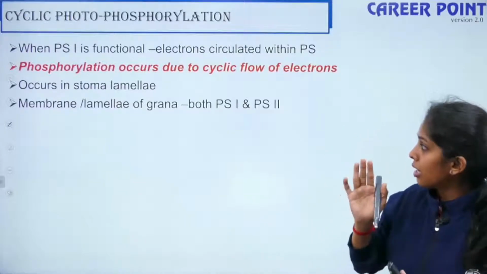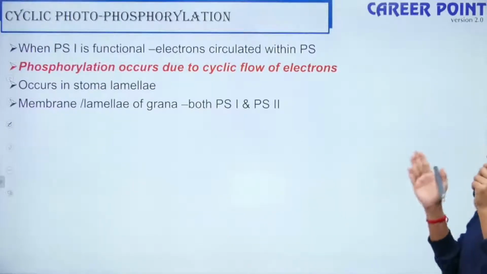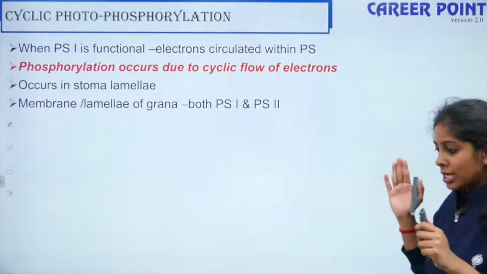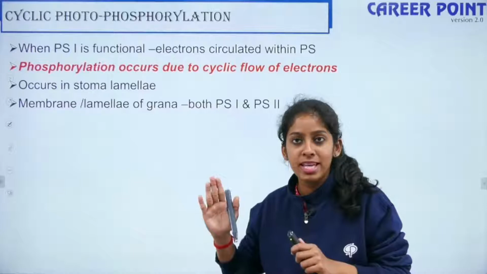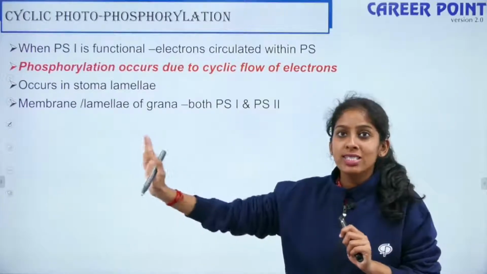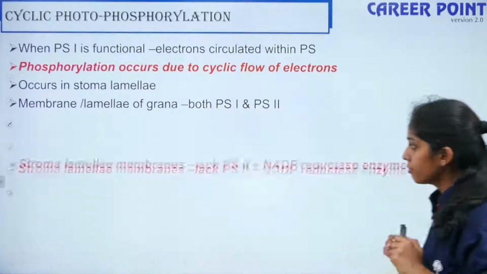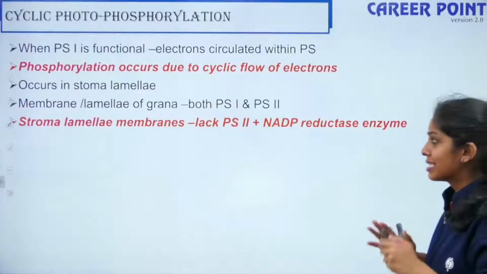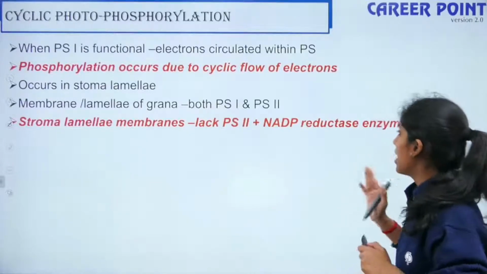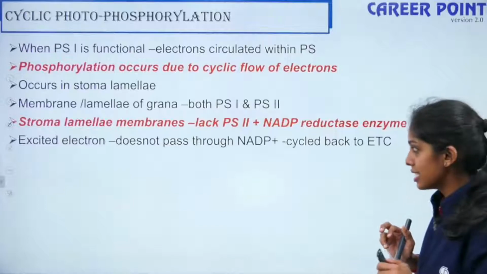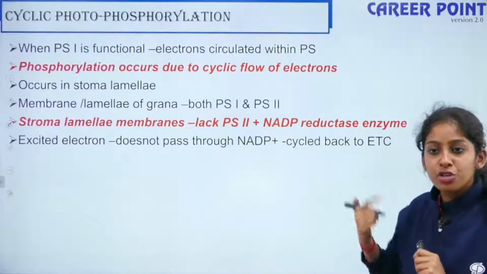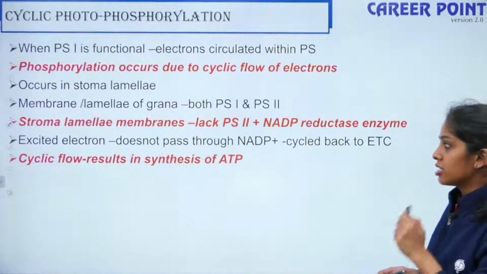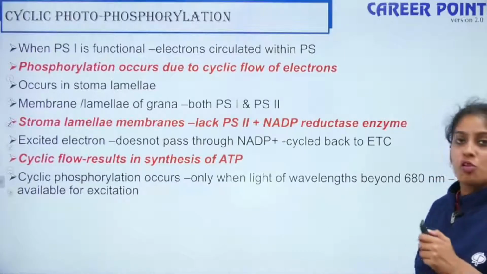The membrane or the lamellae of the grana has both the PS1 and the PS2. That is, within the thylakoid membrane, you have PS1 as well as PS2. PS1 is towards the end of the membrane. Stromal lamellae lack PS2 plus the NADPH reductase enzyme. So the excited electrons cannot pass downhill for the reduction of NADP. So the cyclic flow results in the synthesis of ATP.